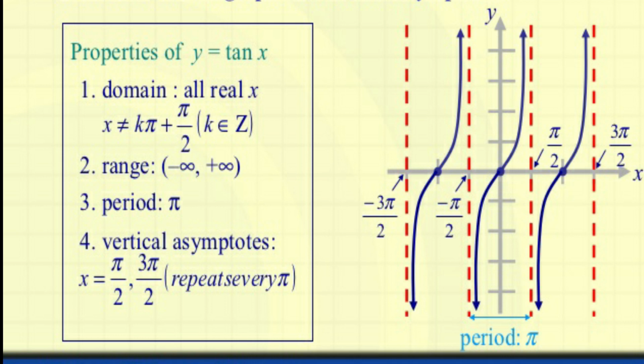Similarly, we can observe the remaining cycles of the tangent function from pi by 2 to 3 pi by 2 or minus 3 pi by 2 to minus pi by 2. So the period of tangent function in each cycle is pi.